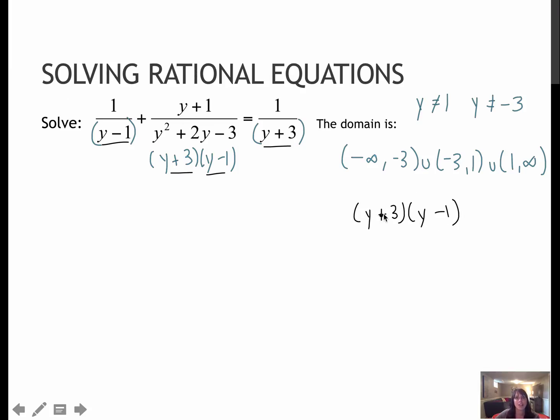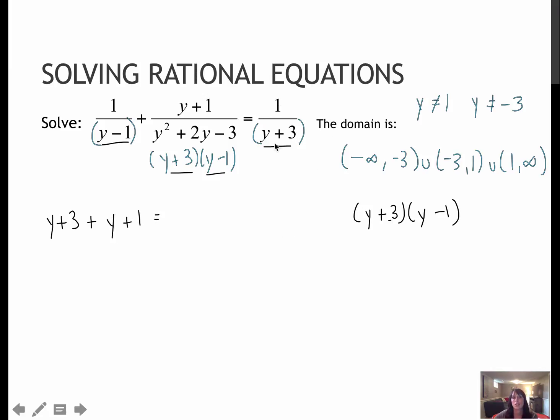Instead of writing that and making this look very, very complicated, let's just try to reason through without writing every step down. If I multiplied this fraction by this, that y minus 1 term would cancel out, and I would be left with 1 times y plus 3. On my second term, the y plus 3 and the y minus 1 would both cancel out, and that would leave me with just y plus 1 on the top.